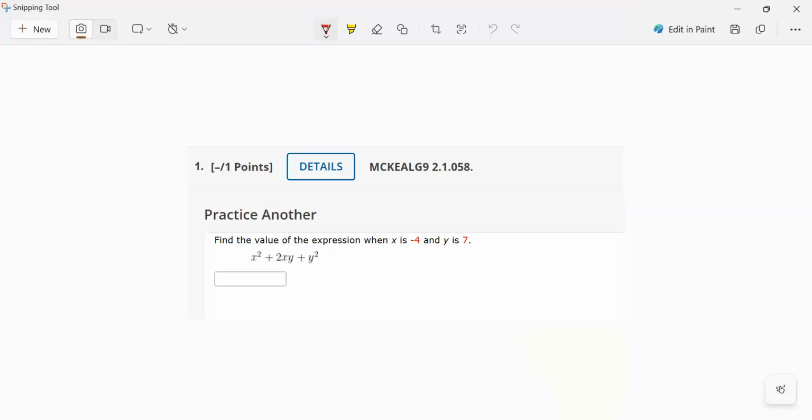All right, guys, let's go over the solution. So first of all, x equals -4. You can just put it on the side. x equals -4 and the y value equals 7. And here you're going to replace x with -4, so it becomes -4 squared, adding 2 times -4 times 7, and adding 7 squared.